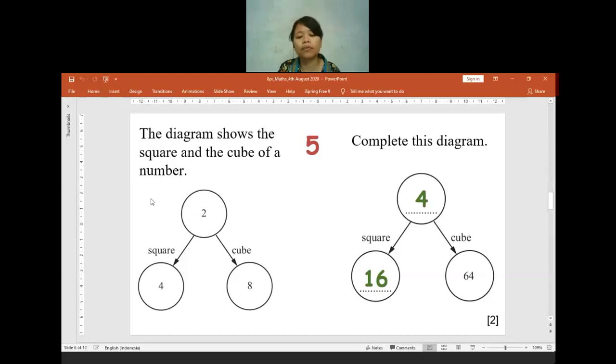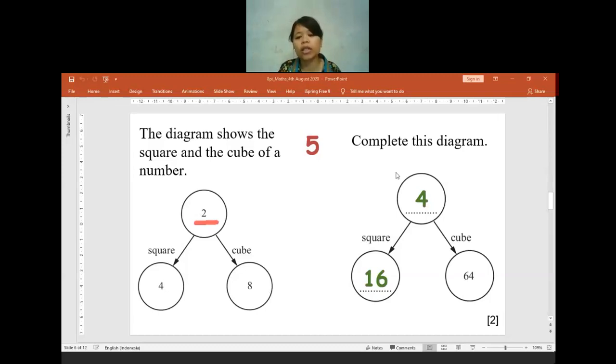Okay, for question 5, we already have the example in here. We look at the example first. When I have number 2 and then 2 cube, it means 2 to the power of 3. The answer will be equals to 8. 2 to the power of 2 will be equals to 4.